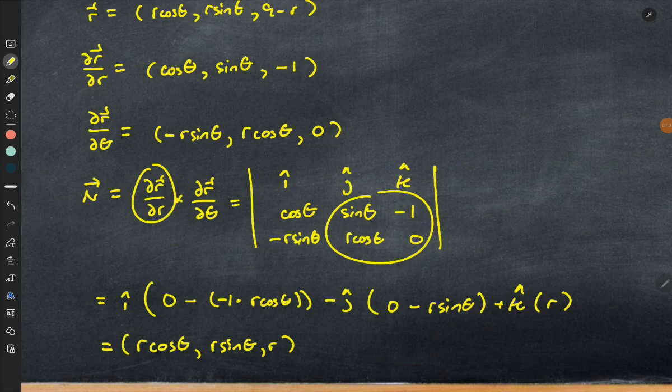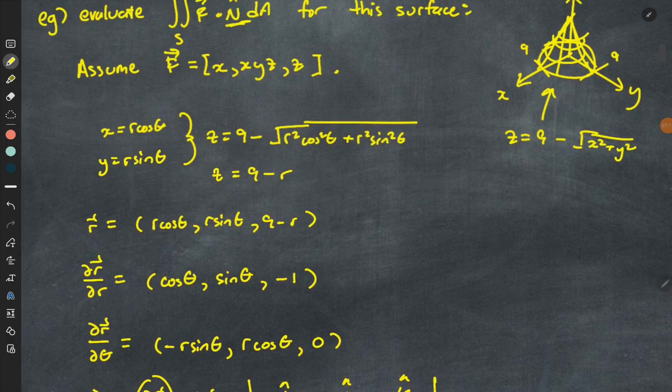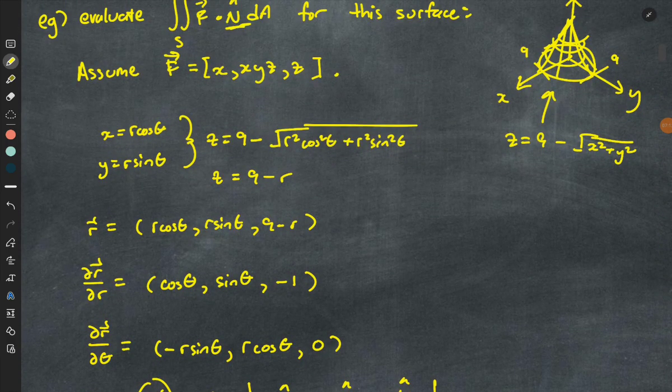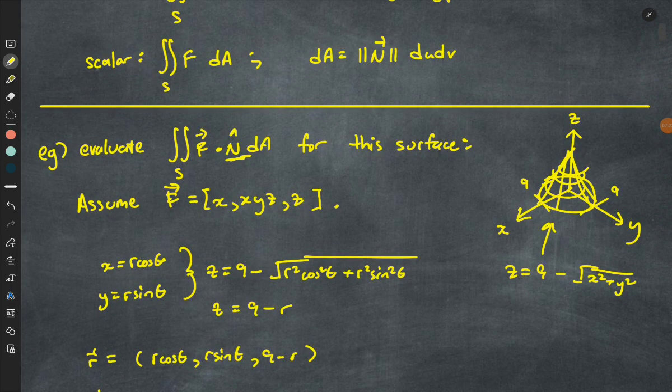Now the question is whether this is pointing outwards of the surface or whether it's pointing inwards. In the grand scheme of things, it doesn't matter, but in this case, we're going to aim to work with a normal vector that's pointing outwards.